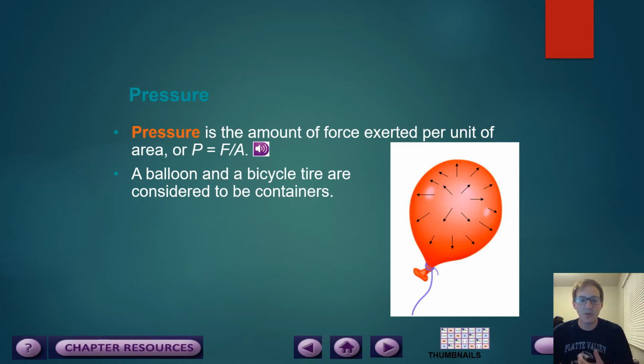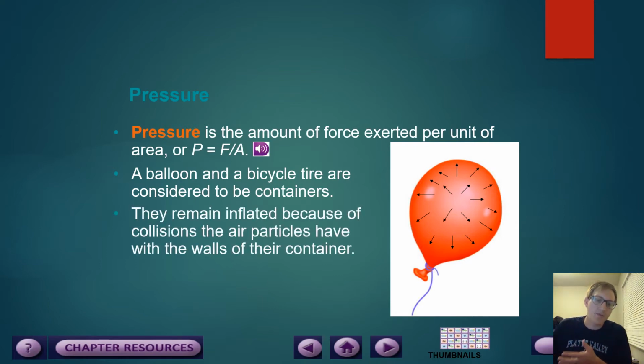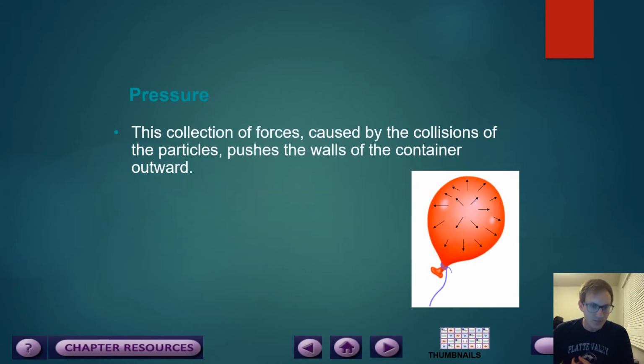So for example, a balloon and a bicycle tire are considered to be containers that are containing this air pressure. They remain inflated because of the collisions the air particles have with the walls of their container. If you remember when we talked about the different states of matter, in a solid the molecules are really compact together. In a liquid, they get more fluid. And then in a gas, they are way spread out and they're bouncing around like crazy inside their containers. This collection of forces caused by the collisions of the particles pushes the walls of the container outward.